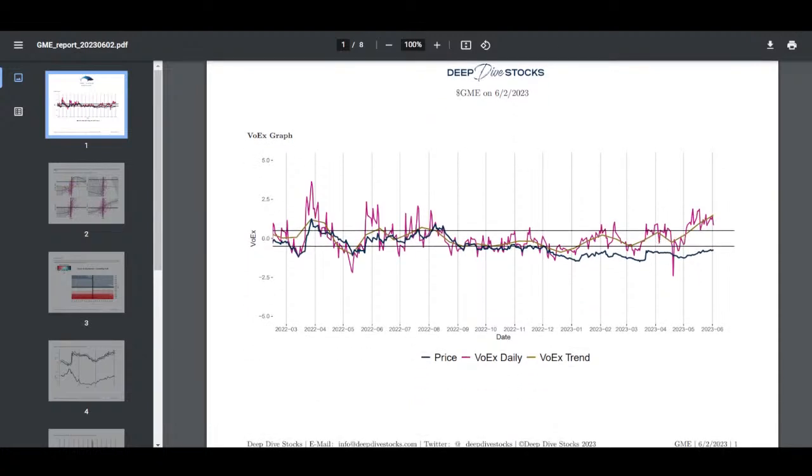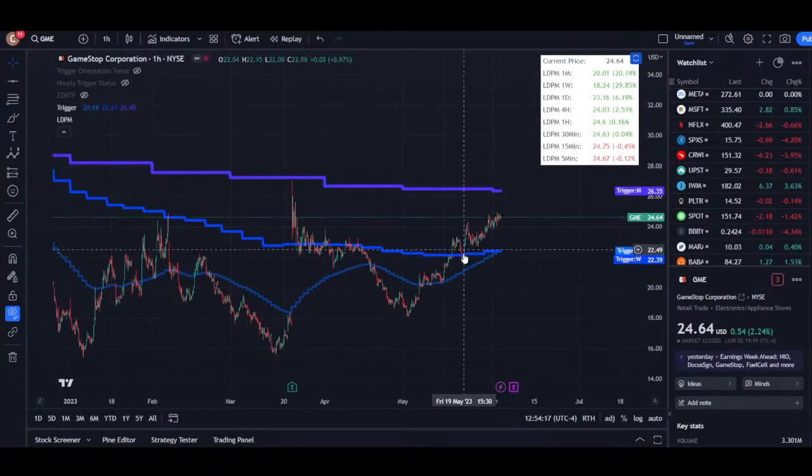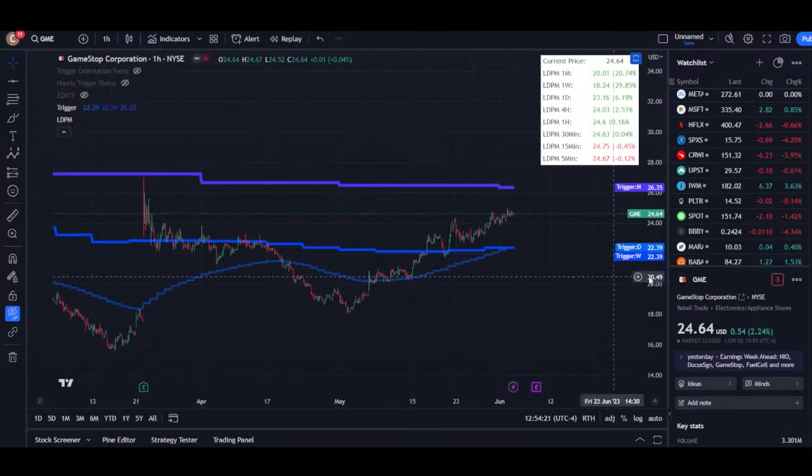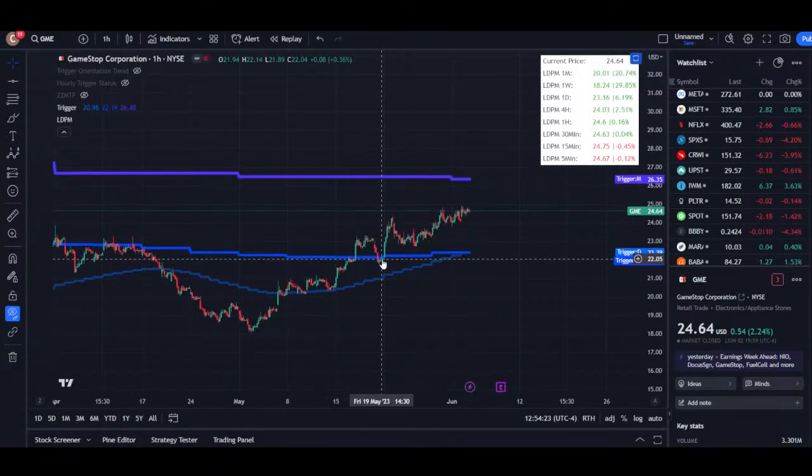I bought calls at one point. I think I bought calls for this move. This is the move that I bought calls on, but I don't like to hold on to them. I just buy them when there's a great opportunity. I bought them right here at the weekly trigger on the pullback, and then I rode it up to about here, and then I sold them.